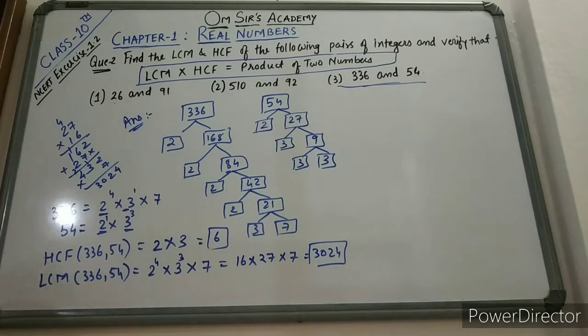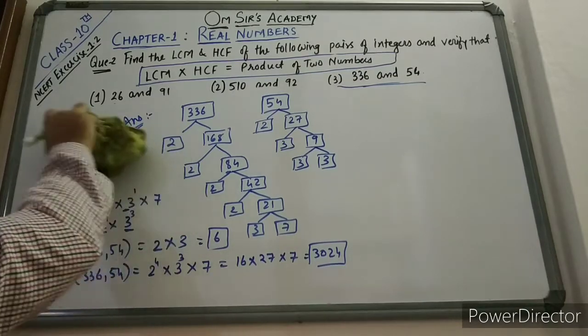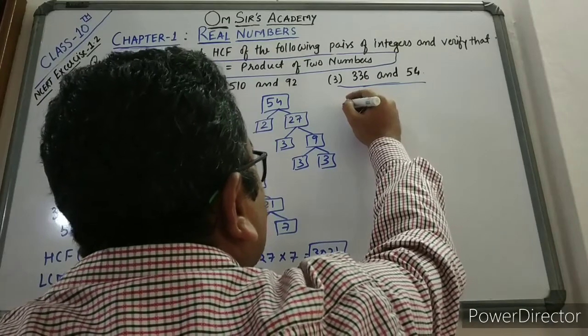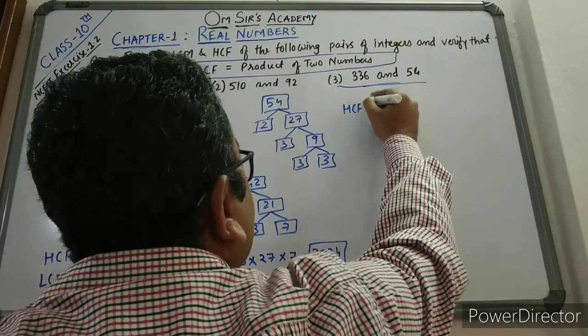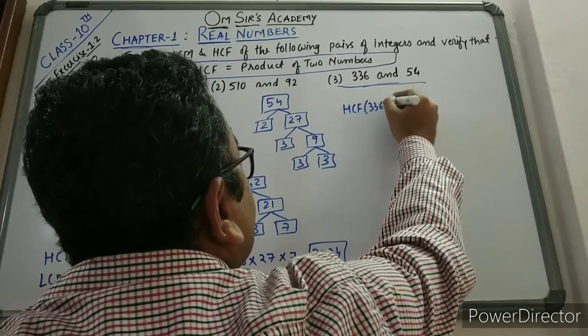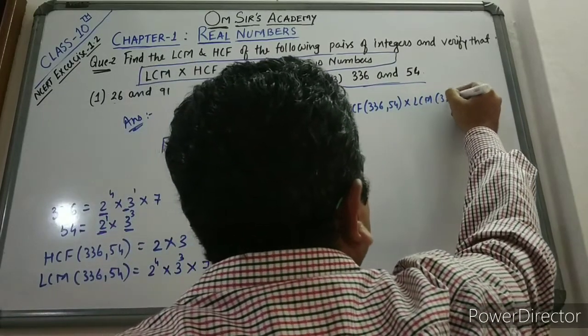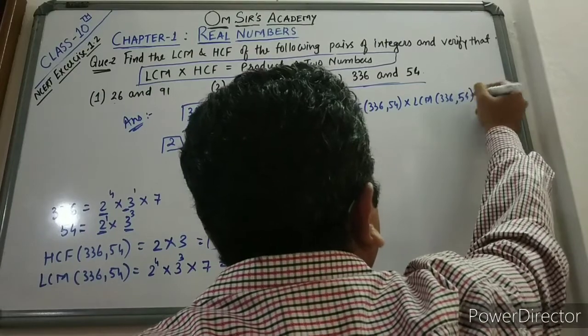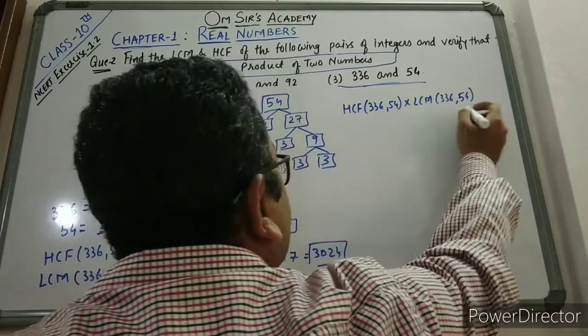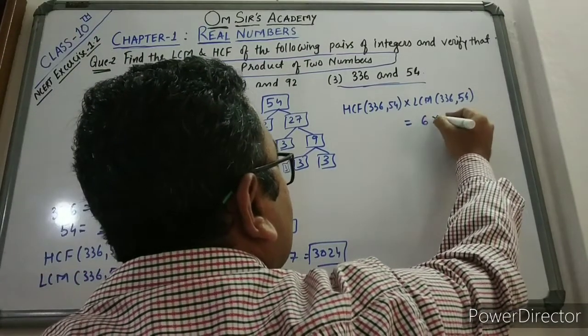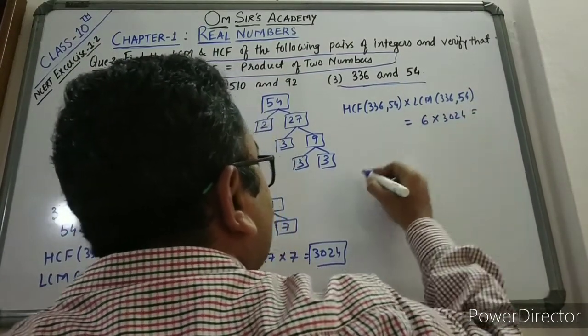Now I am rubbing this. What I have to do is multiply the HCF of these two numbers, 336 and 54, into the LCM of these two numbers, 336 and 54. So it is equal to HCF, which is 6, into 3024. So what is 6 into 3024?